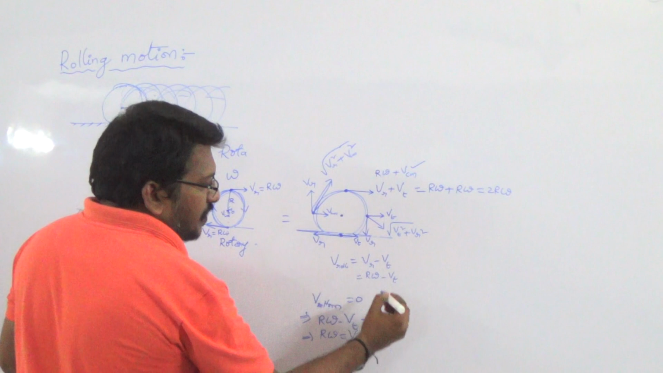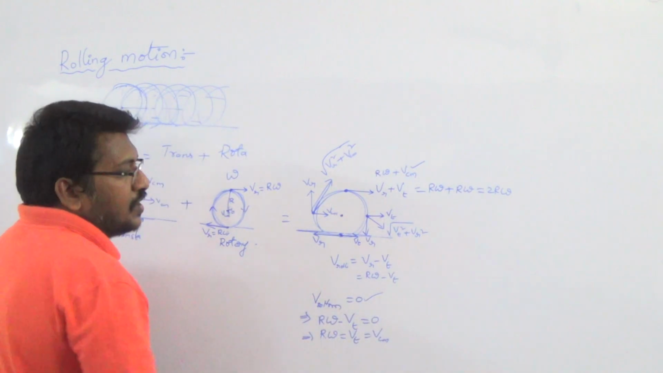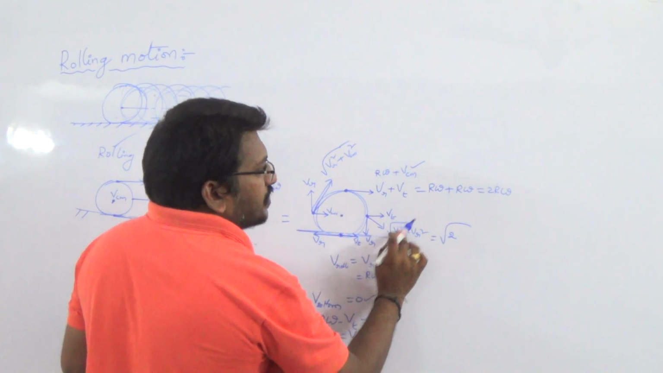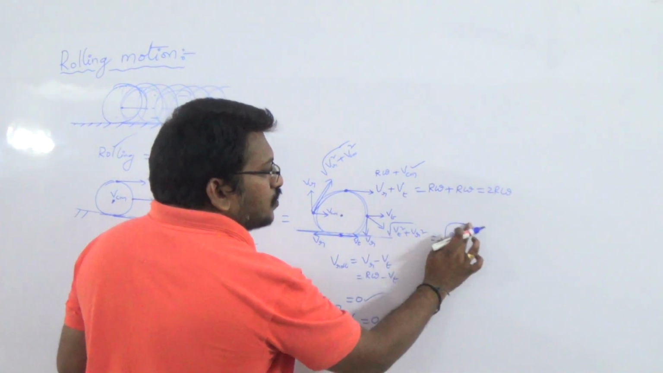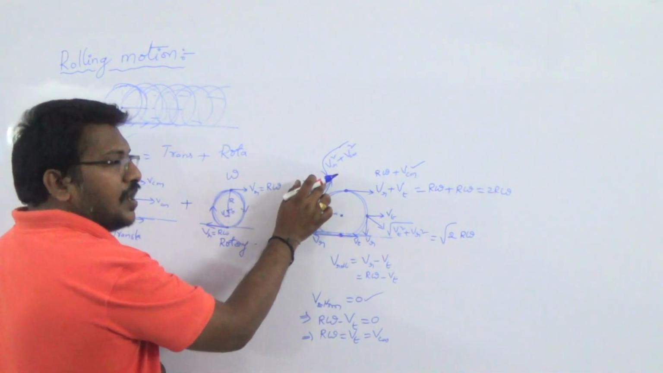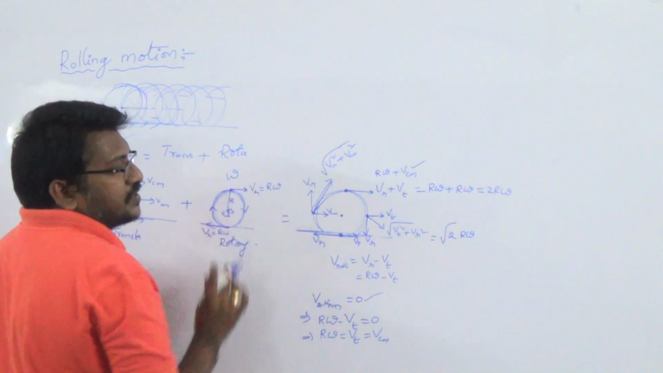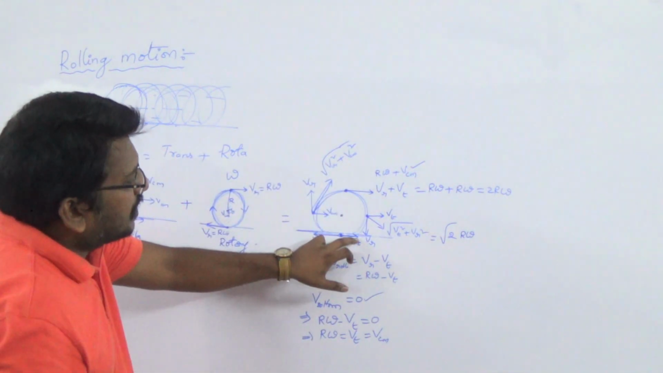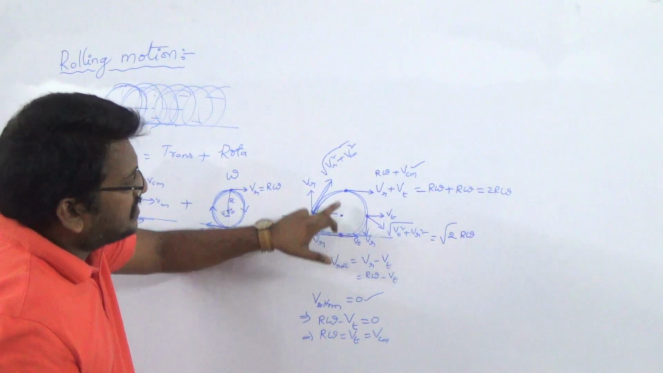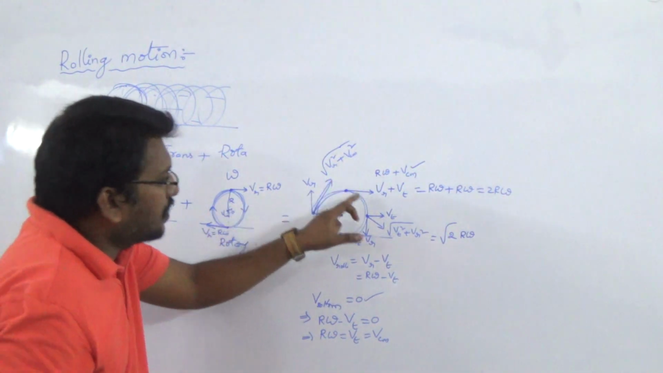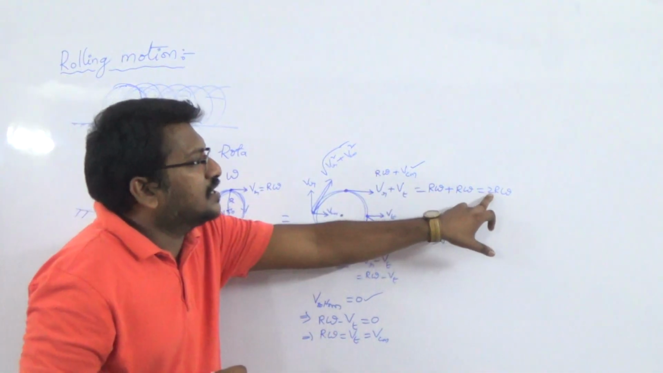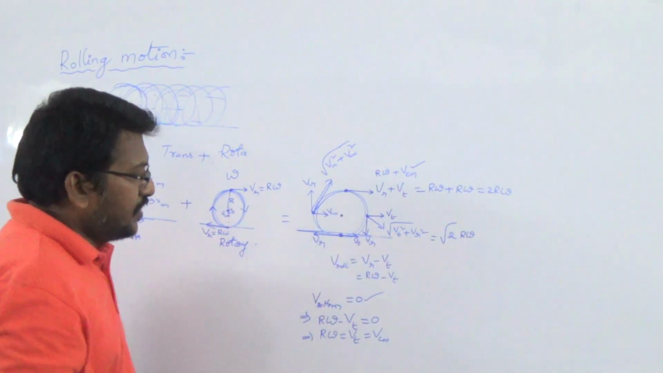At the bottom, the velocity of the particle becomes 0. At this position, under root Vt square plus Vr square, we get root 2 r omega. So here also we get root 2 r omega, but the direction is different. So that is the velocity of the particles when the body is in rolling motion. The maximum velocity is at the highest point. When the particle is at the highest point, it gains the maximum velocity.